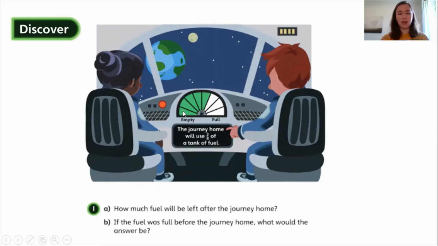So as you can see, they've got a fraction of the fuel tank left here. And it says underneath the journey home will use 3/8 of a tank of fuel. So how much fuel will be left after that journey home where they've used another 3/8 of fuel? Then have a go at working out if the fuel tank had been full to start with, what would the answer be? Pause the video now and give yourself a few minutes to have a go at that.